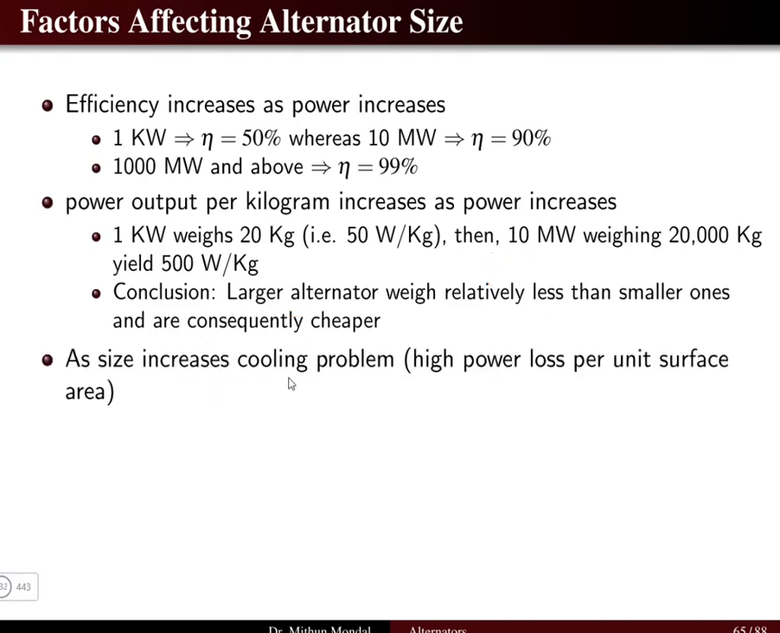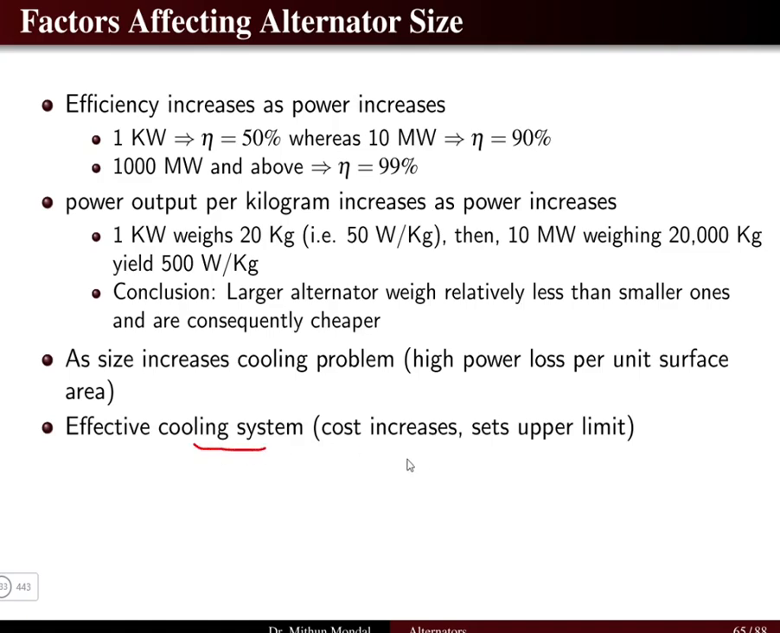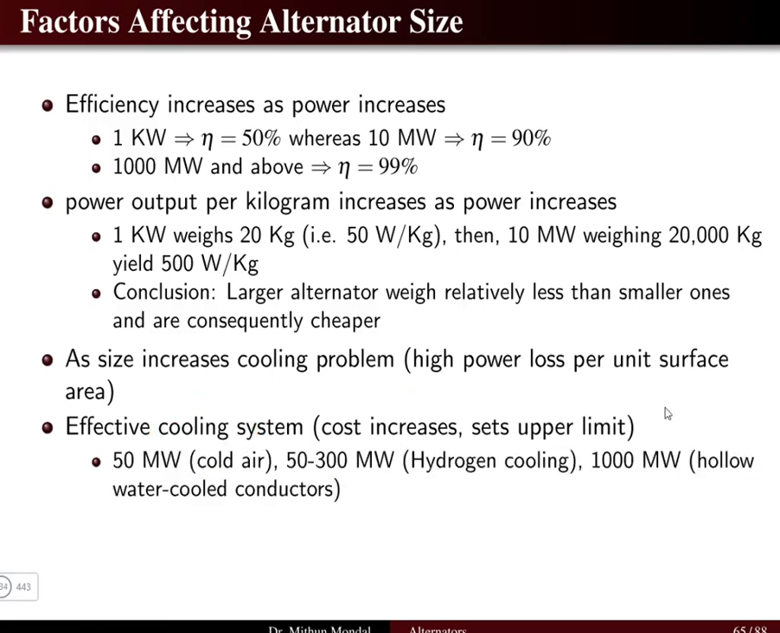Now there is one problem, that is cooling. If the size increases, the cooling problem will be there because of high power loss per unit surface area. So this restricts the larger alternator. An effective cooling system requires more cost, and it sets the upper limit of the size of the alternator.